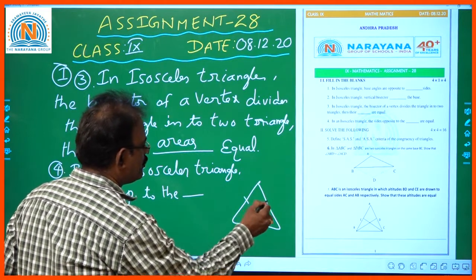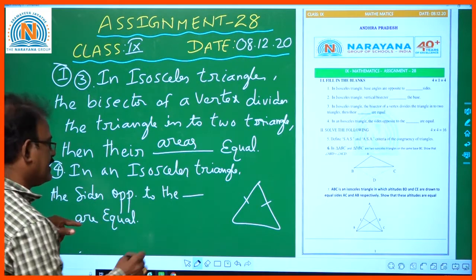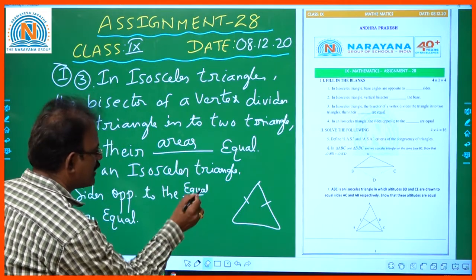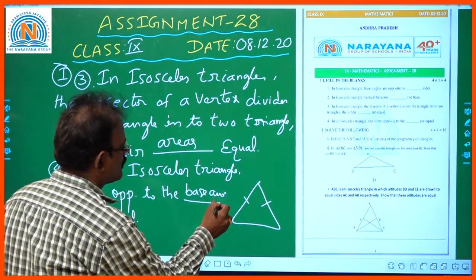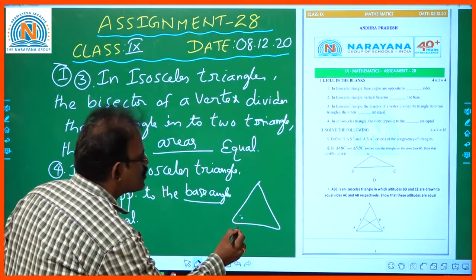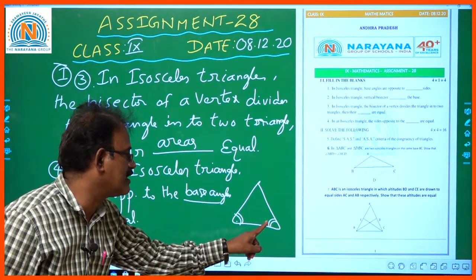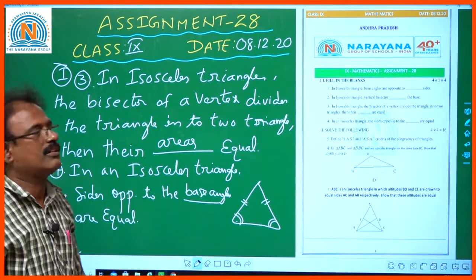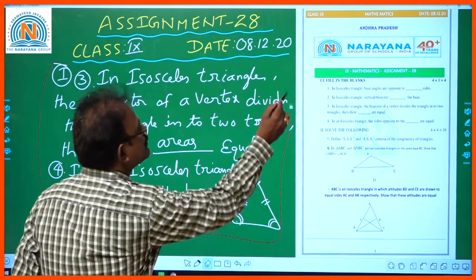See, whenever you are considering an isosceles triangle, the sides opposite to the equal angles are the base angles. These two are base angles. In an isosceles triangle, the sides which are opposite to base angles are equal. Okay, this is called base angles, children. Our next one, fifth question from the second Roman, children.